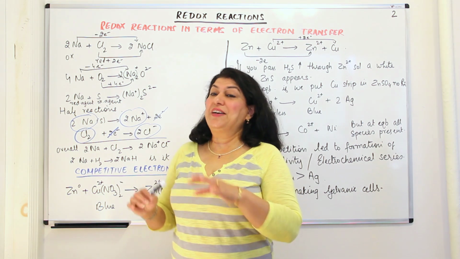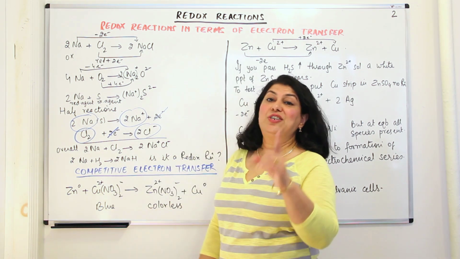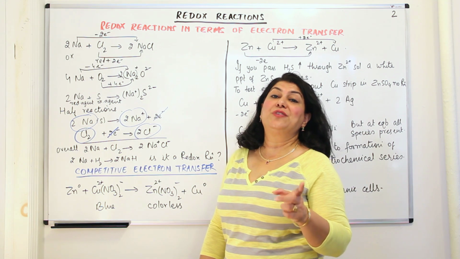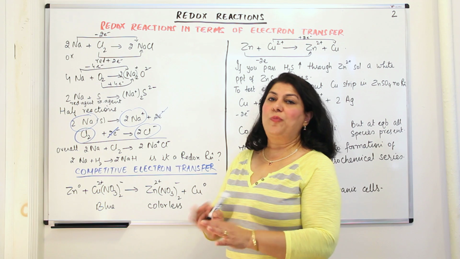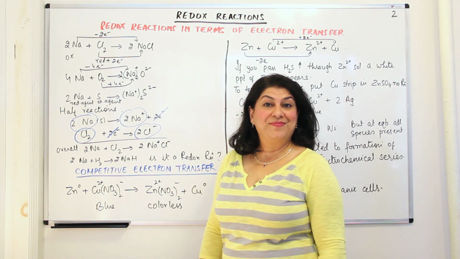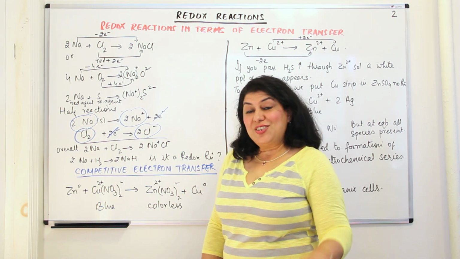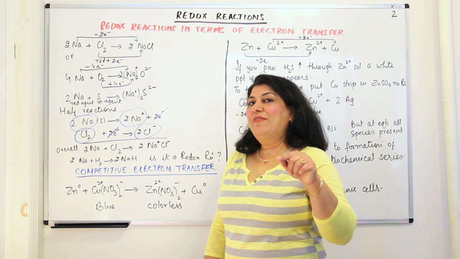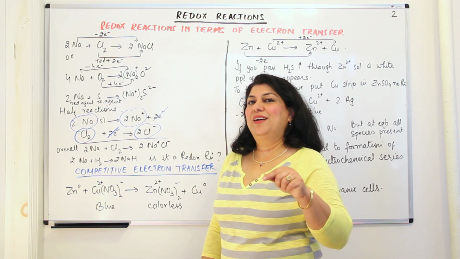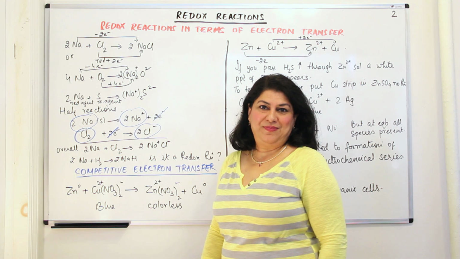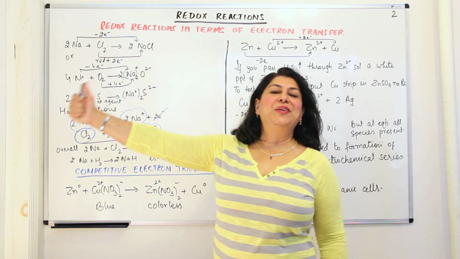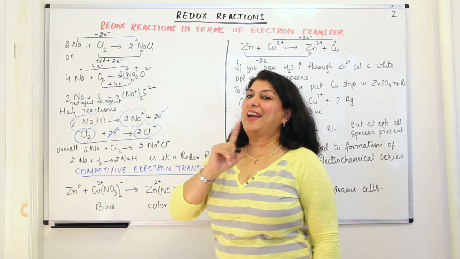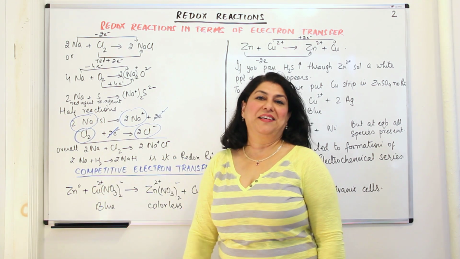You do not get, from the colorless solution of zinc nitrate, a solution of copper nitrate which is blue in color. It remains colorless and nothing happens to the copper rod, no reaction takes place. Interesting? What does this show? Whoever is more powerful gets to lose the electrons. Whoever is the bigger king, the mightier king, can donate. The weaker king has to accept it from the mightier king.